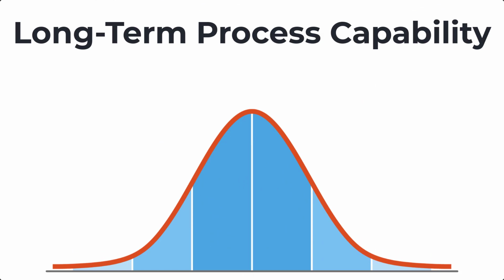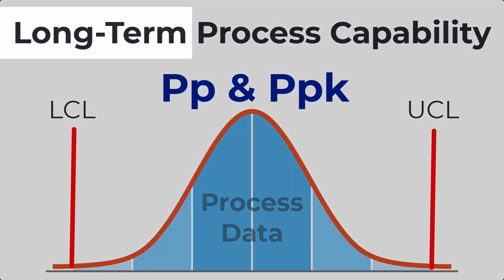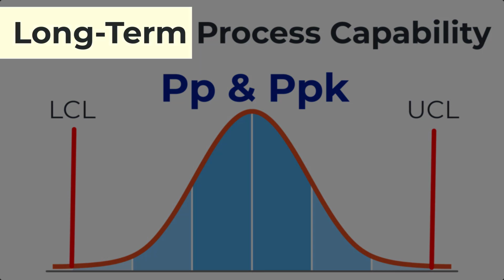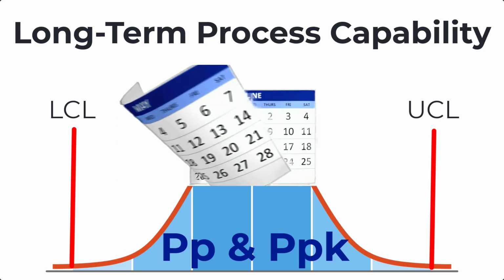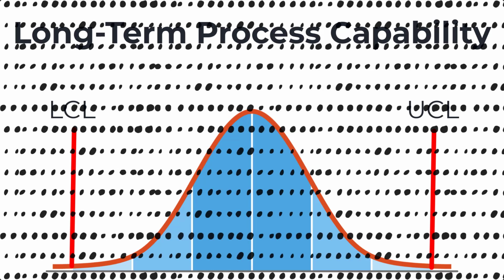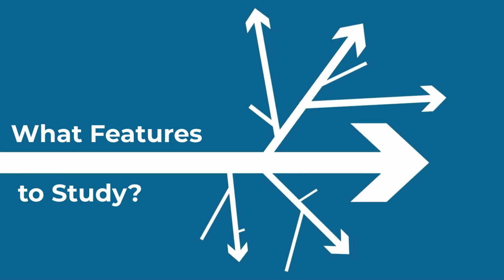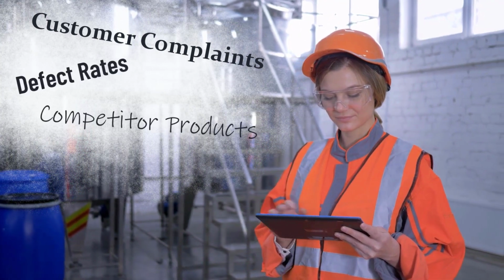Capability studies statistically compare real-life process variation to product specifications. Long-term process capability is measured by PP and PPK. As the name indicates, long-term studies include process performance data that's collected over a long period of time, such as a month, for example. It's common to collect hundreds or even thousands of data points for use in a long-term study. To decide what product features to study, start by looking at customer complaints, defect rates, and competitive products.